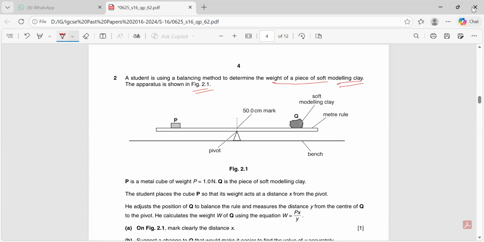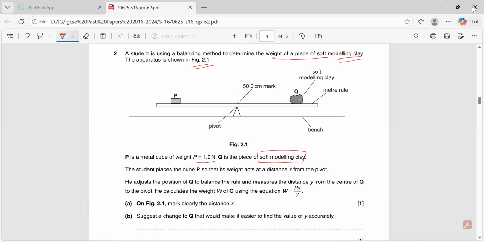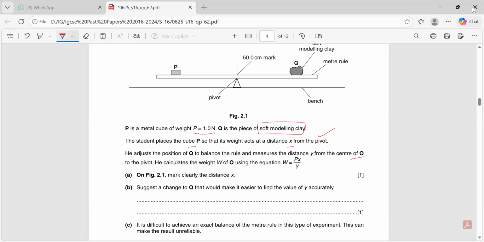Balancing method. P is a metal cube of weight 1 Newton. Q is a piece of soft modeling clay. The student places the cube P so that its weight acts at a distance x from the pivot. He adjusts the position of Q to balance the rule and measures the distance y from the center of Q to the pivot. Then he calculates the weight W of Q using the equation W is equal to Px over y. On figure 2.1, mark clearly the distance x.